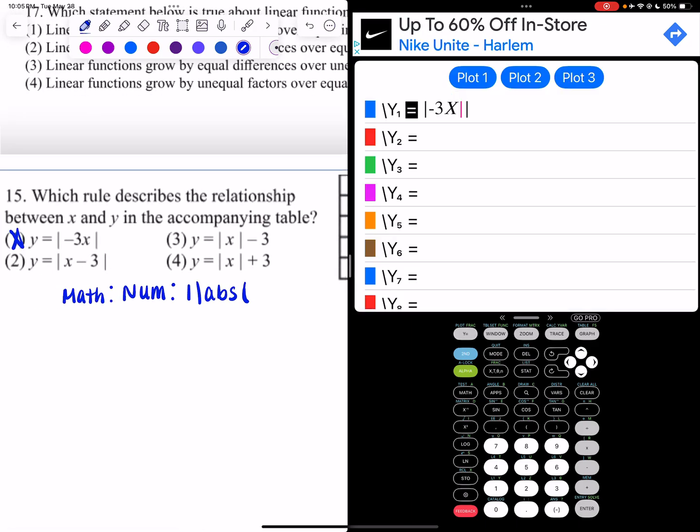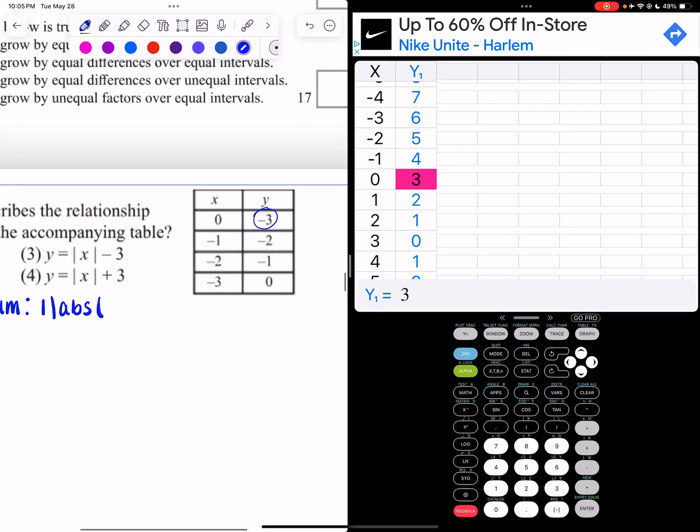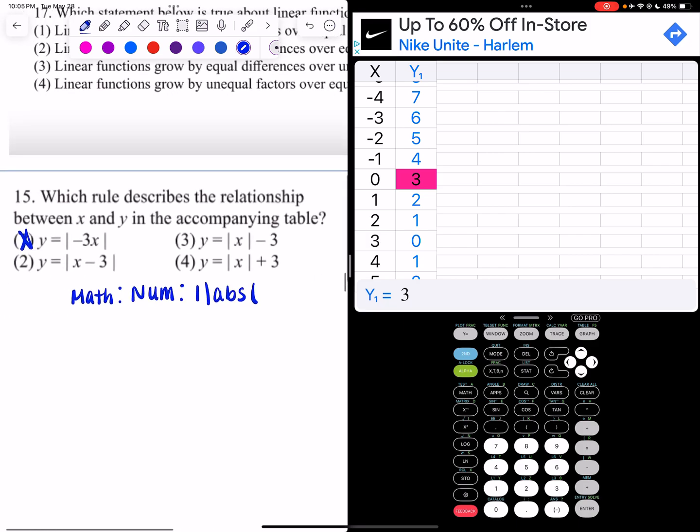Now I'm going to go back to y equals. I don't have to clear it. I can just delete it. And then I type in x minus 3 and hit second graph. At 0, I don't get 3. I don't get negative 3. I do get 3, though. So it can't be choice 2.